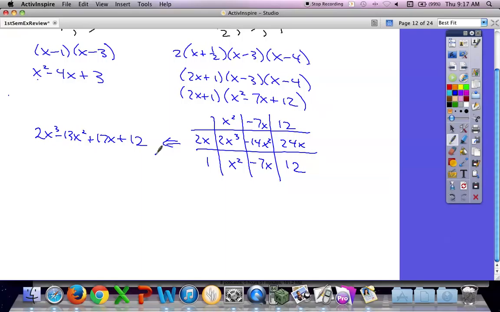Okay. So remember, that works. That even works for foiling. If you want to foil that way, that would work.